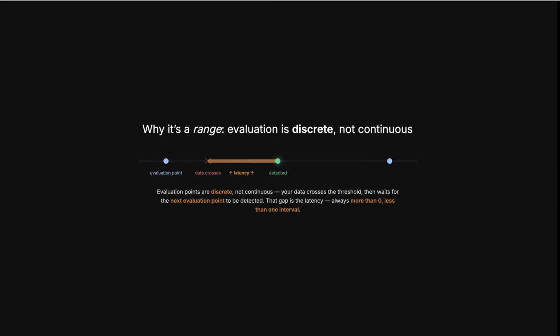So your detection latency isn't one number, it's a range. The reason is simple. Grafana checks at discrete evaluation points, not continuously. So, after your data crosses, it waits for the next evaluation point to be detected, and that wait is always more than 0, but less than 1 full evaluation interval. That's why it's a range.